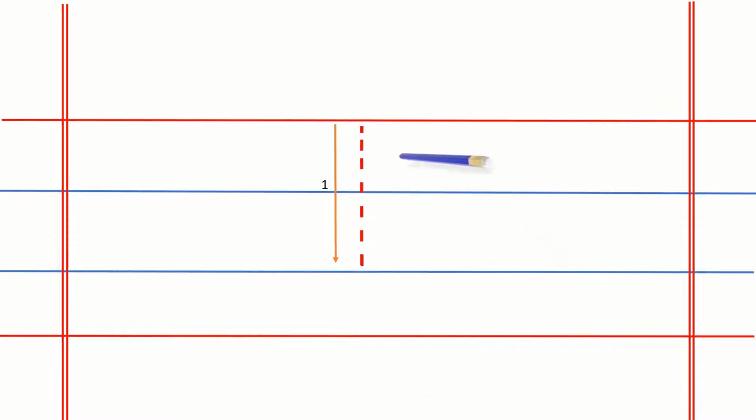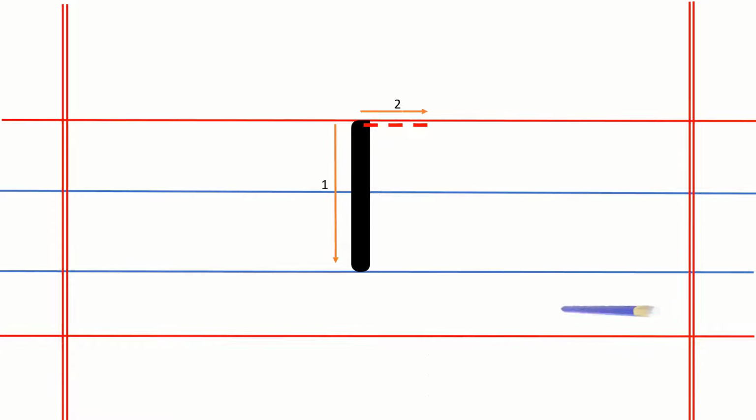Start from the red point. Draw a straight line downwards. Then start from the red point again and draw 2 parallel straight lines.